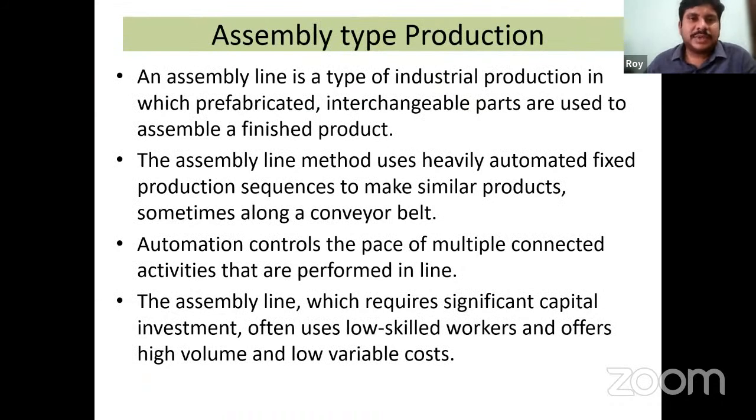Third one is the assembly type. The assembly means assembling the things. Different prefabricated, interchangeable parts are used to assemble a finished product. These parts will be produced or manufactured at different places, and they will bring everything to one place and assemble the things. Right.